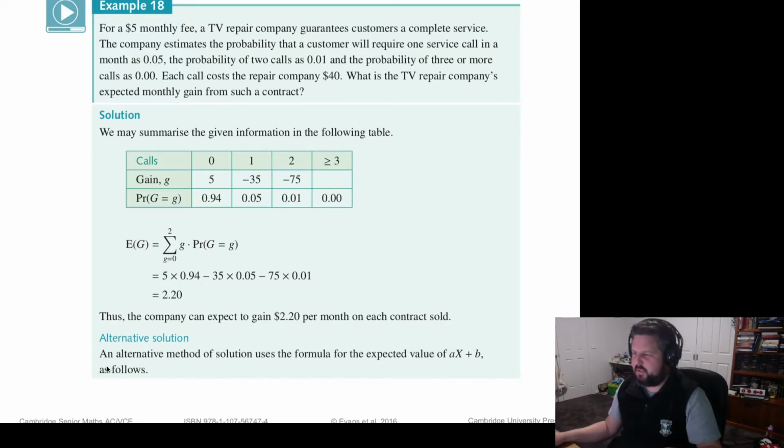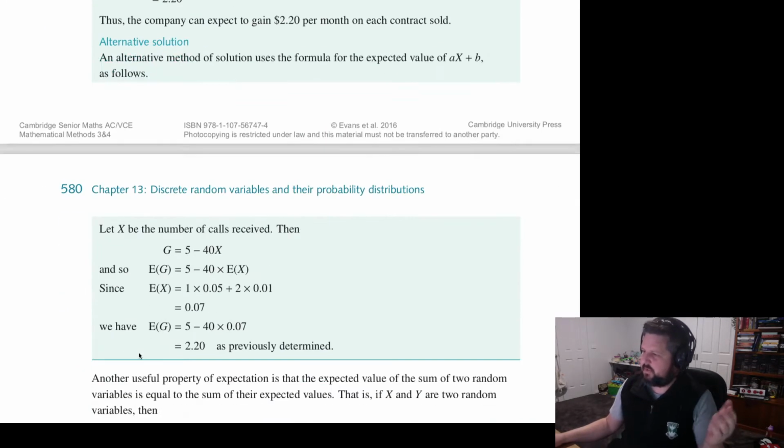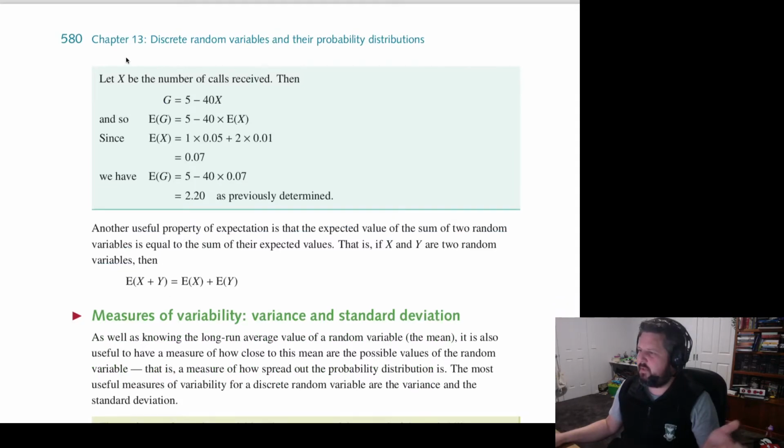There is the alternative solution, which the textbook talks about, which is basically using the other information that we spoke about over here. They're saying let x be the number of calls received, then the gain is 5 take away 40x. So in this particular case, expected gain is 5 take away 40 times the expected value of x. So remember, this is like the linear thing that we spoke about, where that can be pulled out.